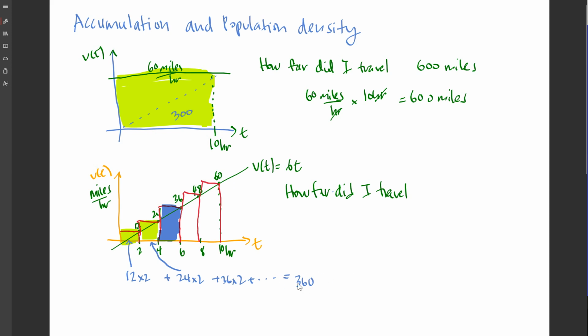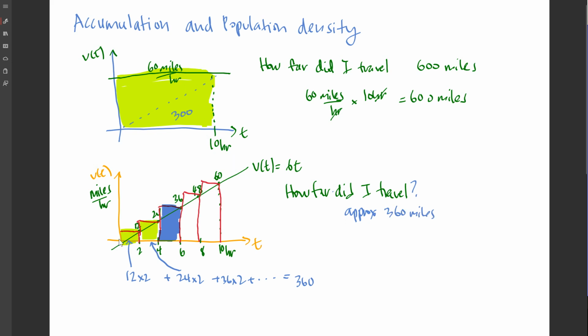Now what does this area under the curve represent? It's the approximate distance that I traveled. The area under the curve is the approximate distance that I travel. And so that would be 360 miles if my velocity curve was 6t.